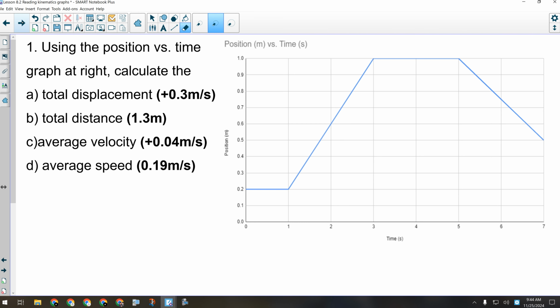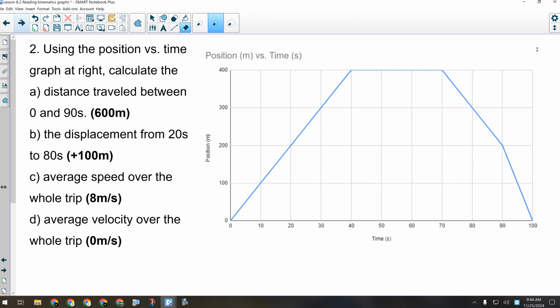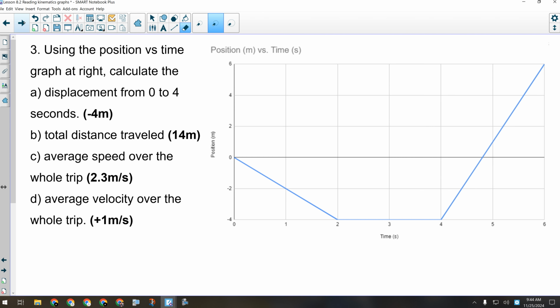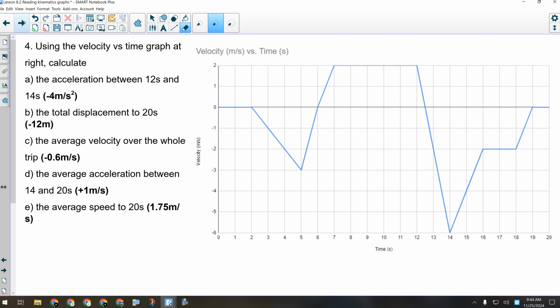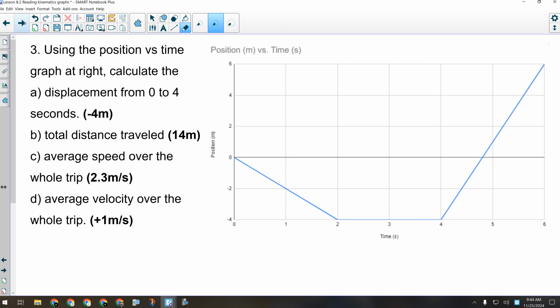Now we've got an irregular graph. Does that change what we do? Whoops, sorry, that's a position versus time graph. That definitely changes what we do. Yeah, we did those ones already, didn't we? That's position.